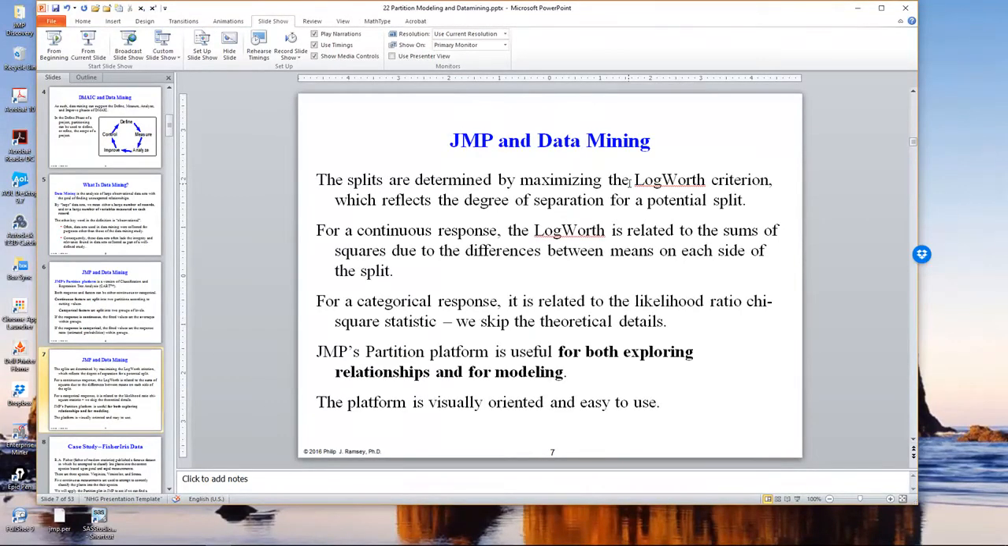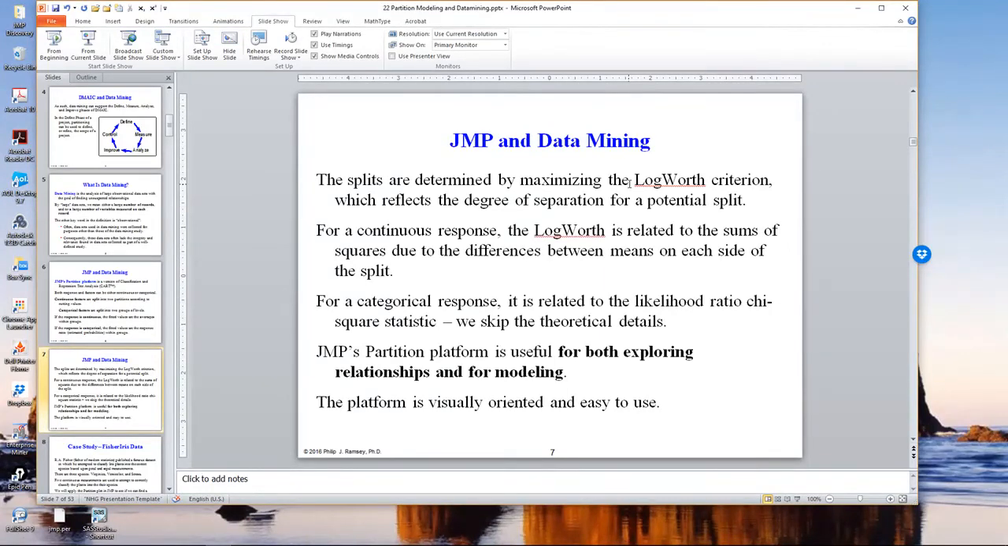There's also another statistic called a G squared. Again, at this level, we will not delve into the details, other than the larger the log worth, the more variation is explained in the response. And partition modeling can be used simply for exploration, and it can be used for statistical modeling.